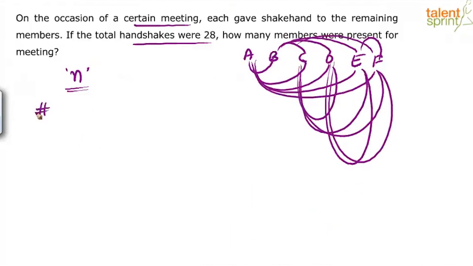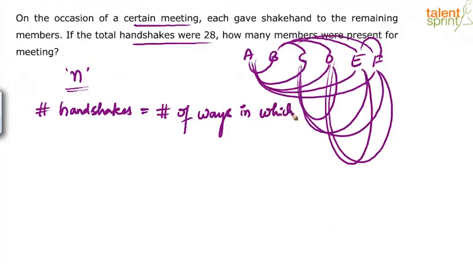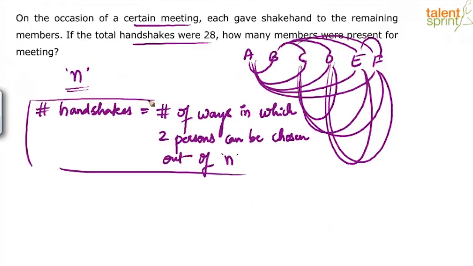So understand that the number of handshakes is equal to the number of ways in which two persons can be chosen out of n. I'm sure you will not write this in the exam. I'm just trying to explain the concept to you.